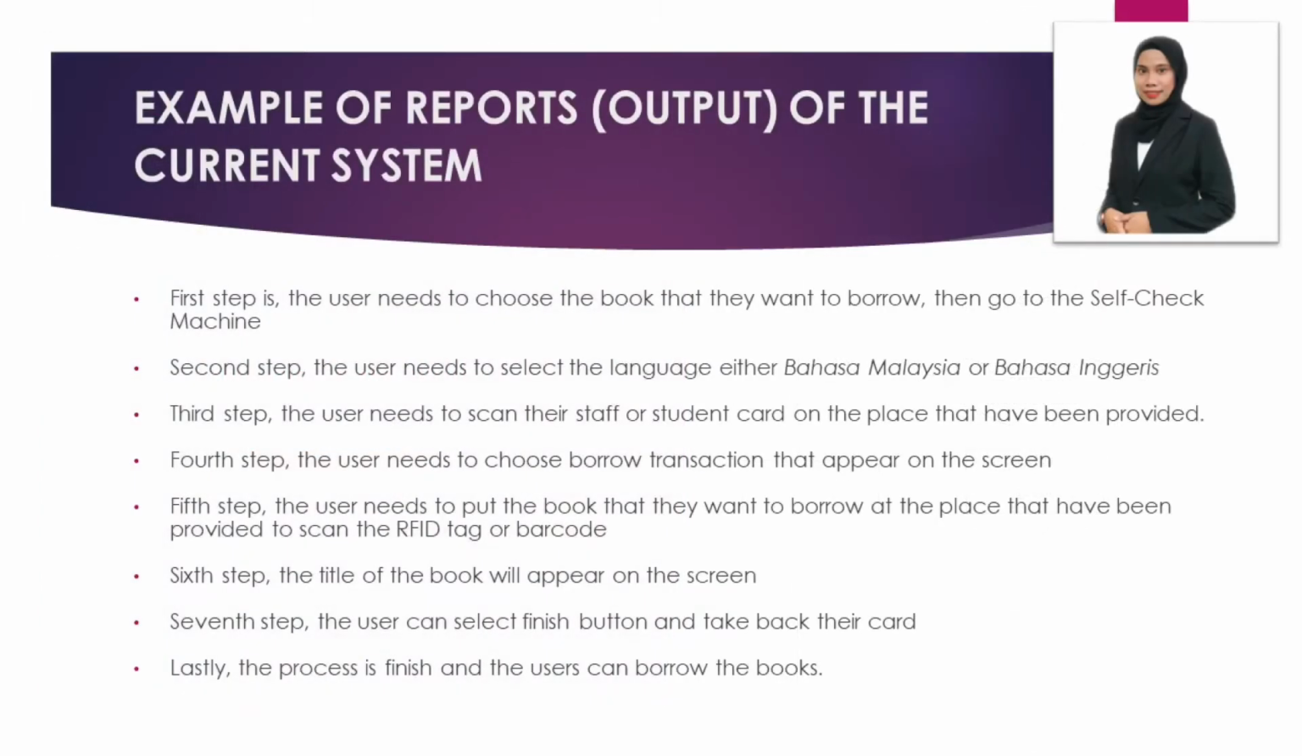Next, we move to the example of report output of the current system. I will explain the output of the self-check machine as shown at chart 1. The first step is the user needs to choose the book that they want to borrow. Then, go to the self-check machine that is located at the first floor of the Ptar.